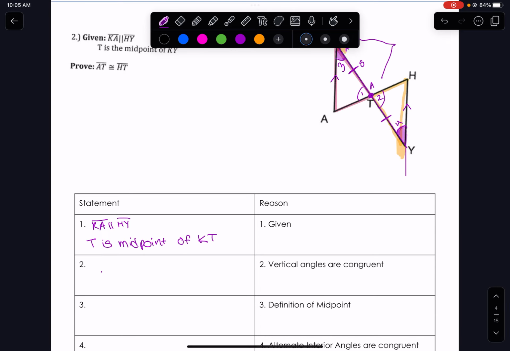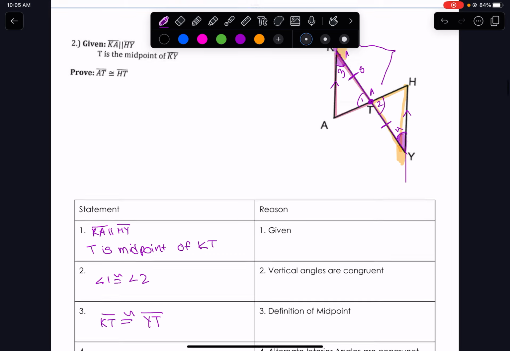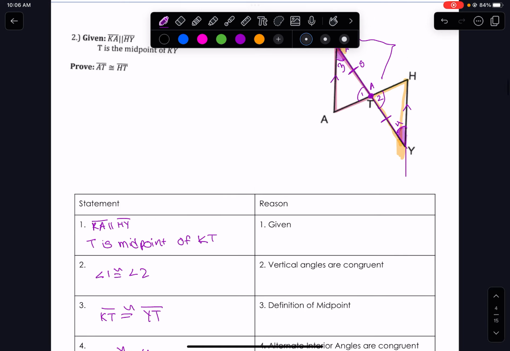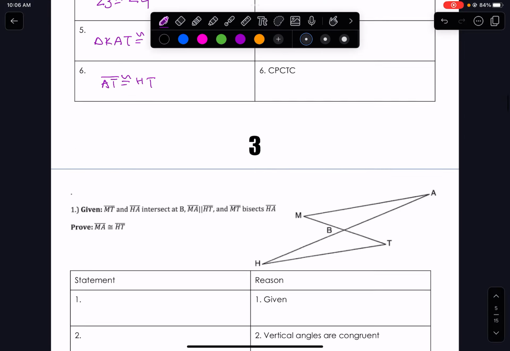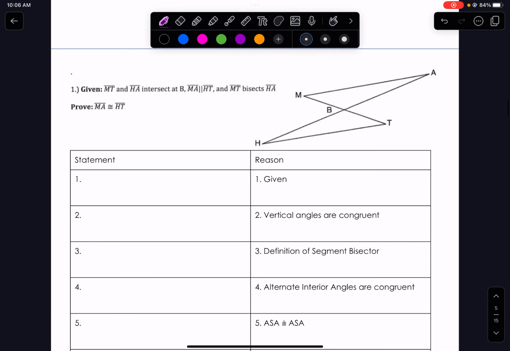Vertical angles are congruent, so angle 1 is congruent to angle 2. Yes, we are combining these into one line now. Definition of a midpoint, that gave me that KT is congruent to YT. And then finally, angle 3 is congruent to angle 4 because these are alternate interior angles of a given set of parallel lines. Okay, page 4.